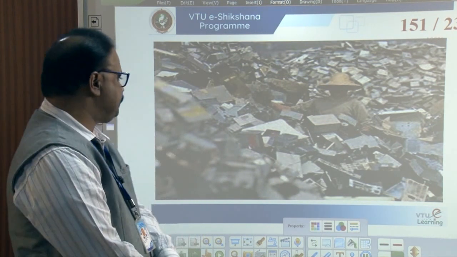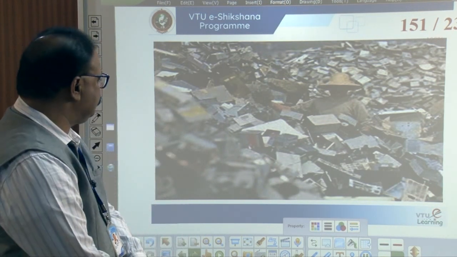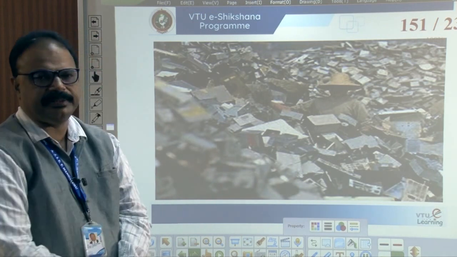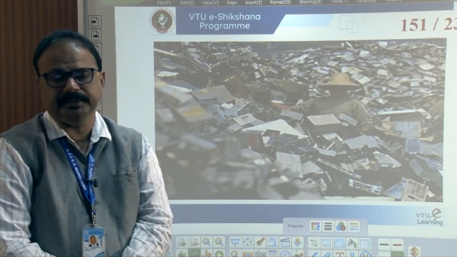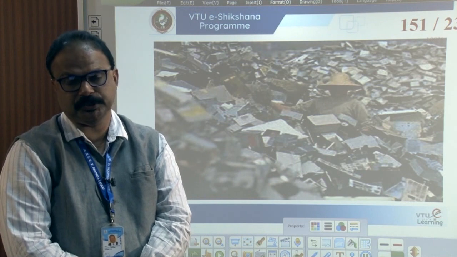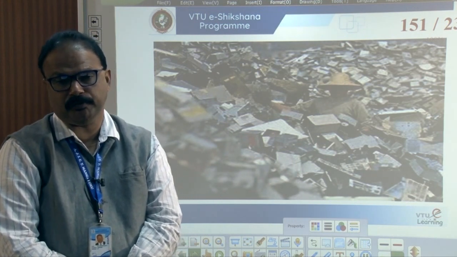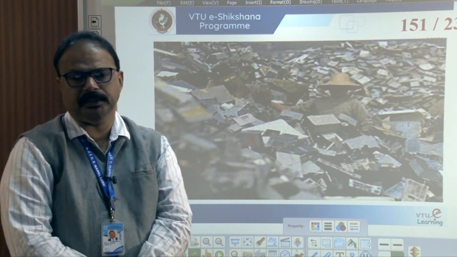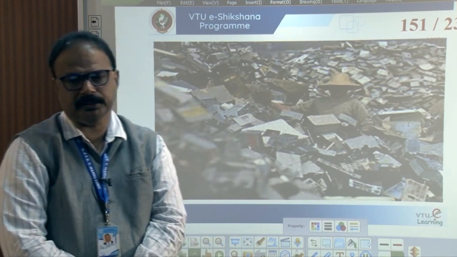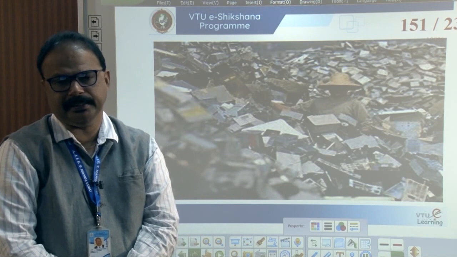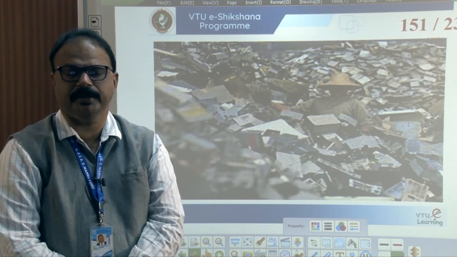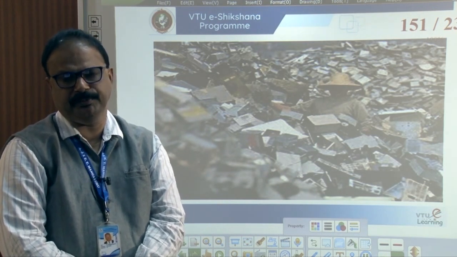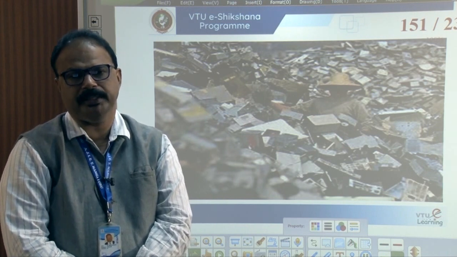It may be PC, it may be air conditioners, all the wastes, this is the e-waste. This is very, very dangerous. If it enters the soil, it contains a lot of chemicals and everything. So this collection, transportation, and disposal is very, very important. E-waste management is very, very important.